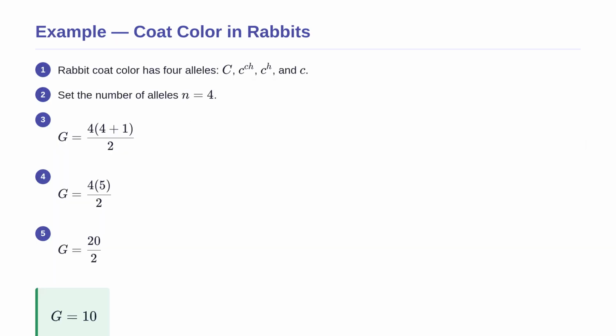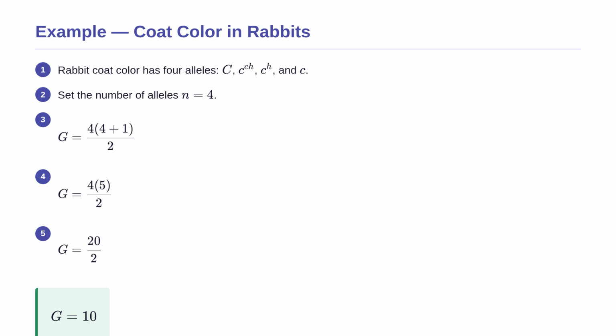Let us solidify our understanding with a slightly more complex example found in nature. The coat color of rabbits is determined by a single gene that has 4 different alleles in the wild population: C for full color, cch for chinchilla, ch for Himalayan, and lowercase c for albino. We are asked to find how many different genotypes can exist.